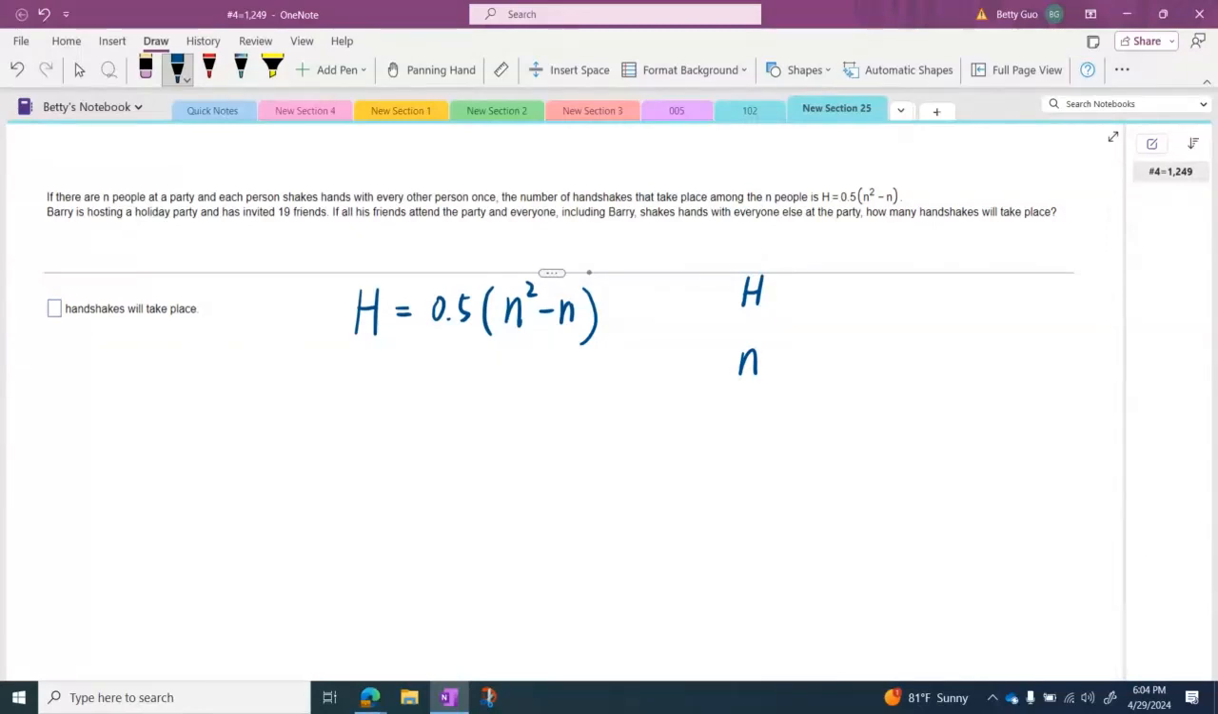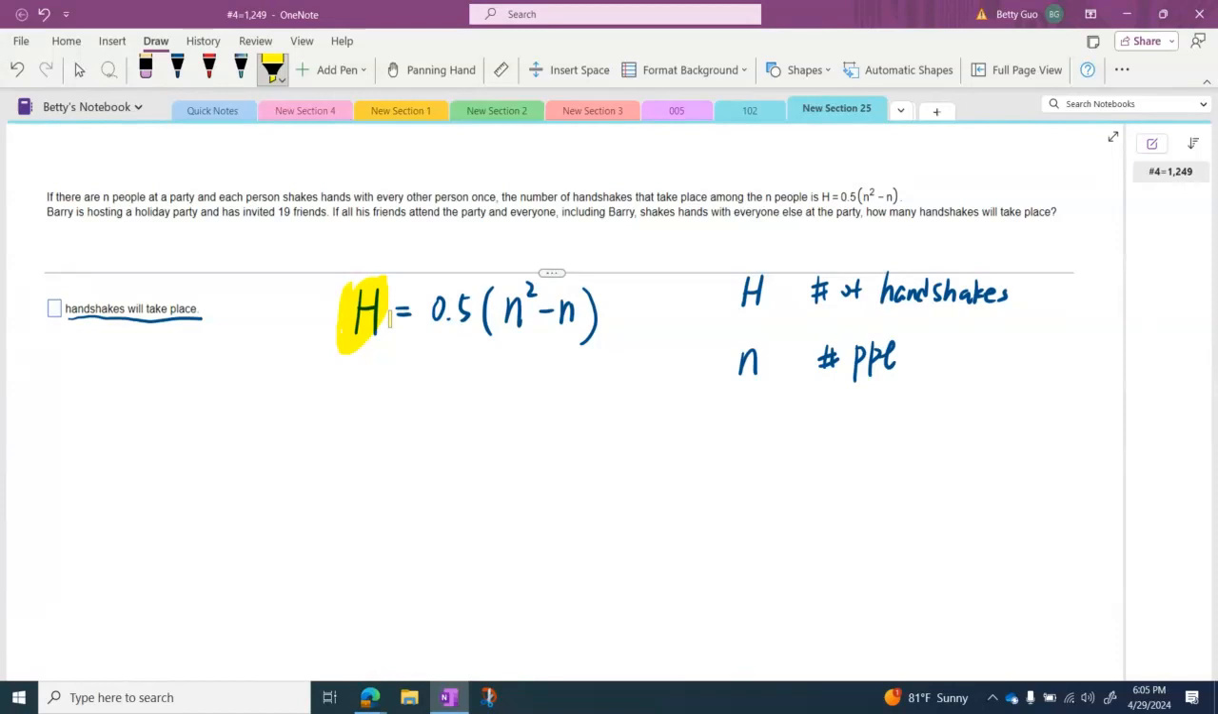H here represents the number of handshakes. N here means n people, number of people. And what is our target? Our target is the handshakes that will take place. How many handshakes? So we are looking for h. In order to find the value for h, we need to know the value of n.